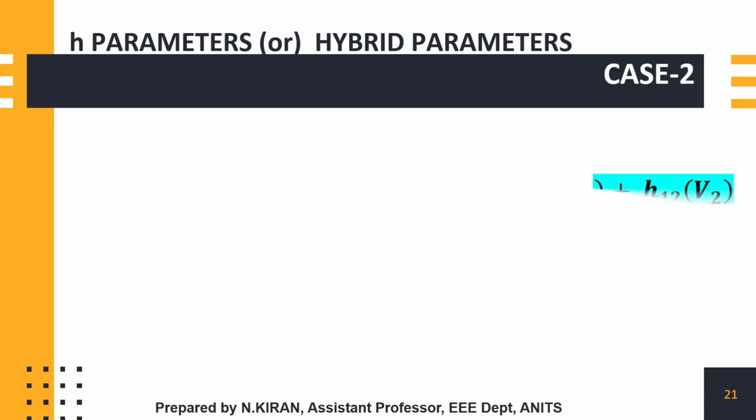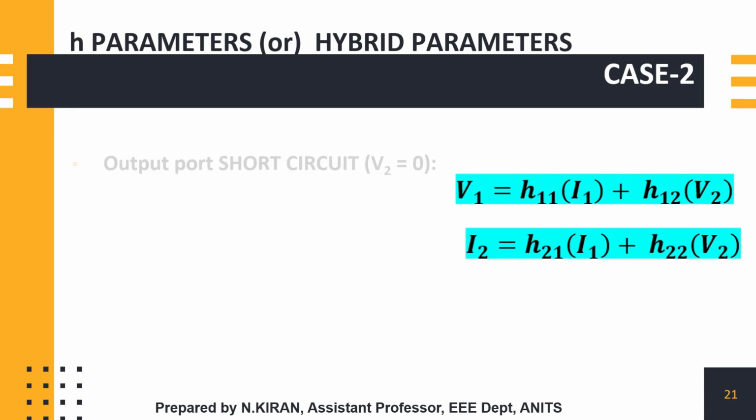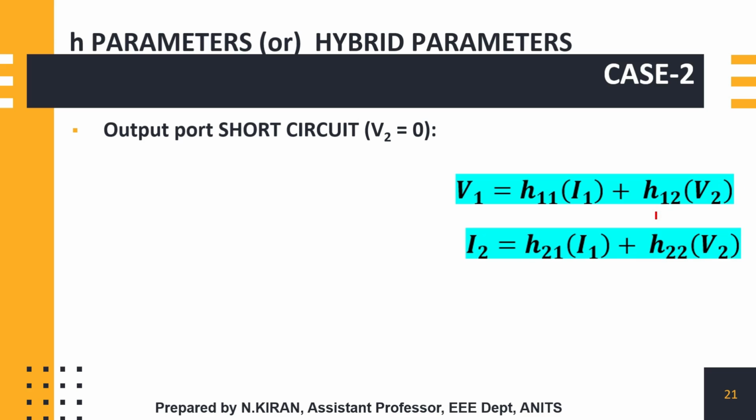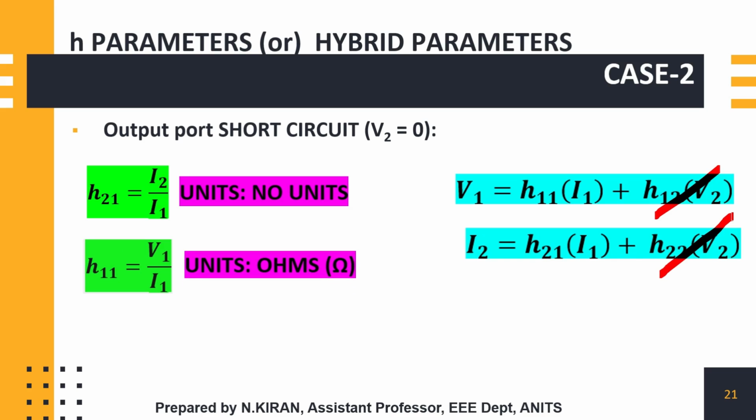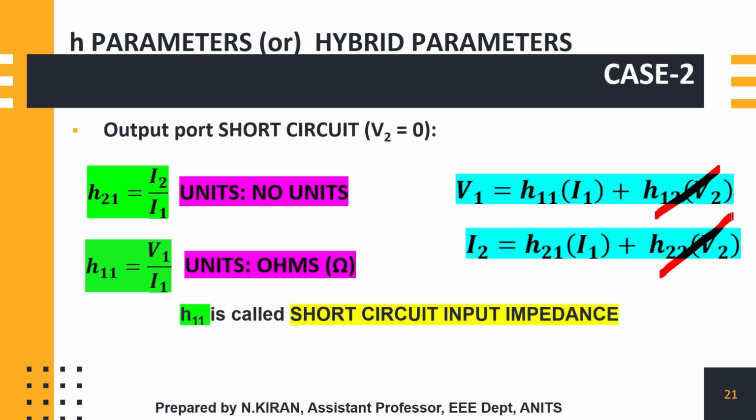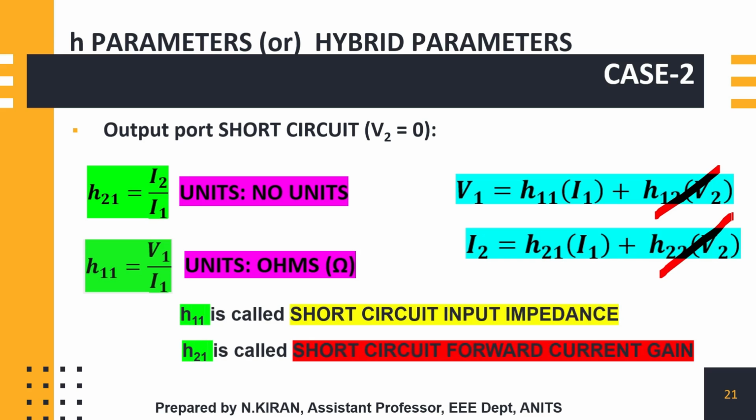In the second case, now let's consider short circuit of port 2. So when I short circuit port 2, these two terms become 0. I'll be left with H11 to be V1 by I1. Its units are ohms, and H21 will be I2 by I1. Since it is the ratio of similar quantities, there are no units for H21. Where H11 is called short circuit input impedance and H21 is called short circuit forward current gain.